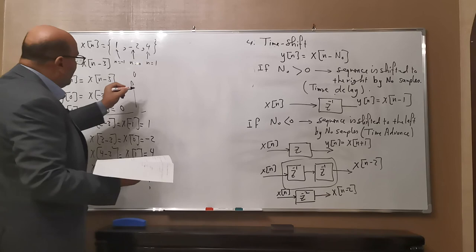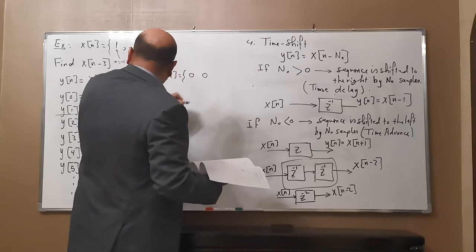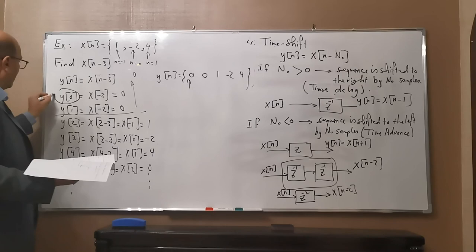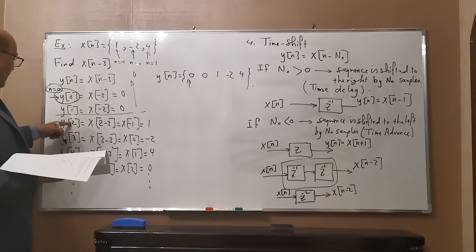So y of n will be equal to 0, 0, 1, 2, minus 2, and 4. And you have the 0 here, actually. This is the one for our index n equals 0. For y at 0, it's 0. For y at 1, 0. For y at 2, 3, and 4, the non-zero values.